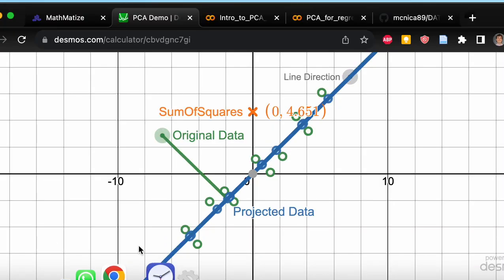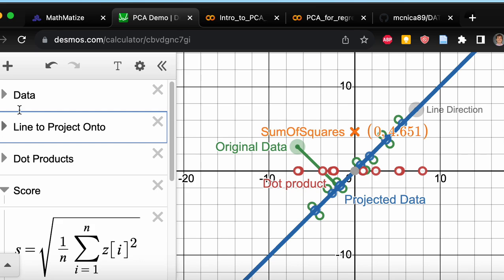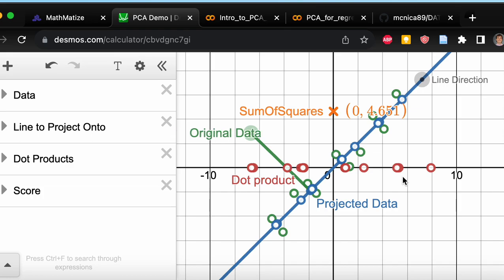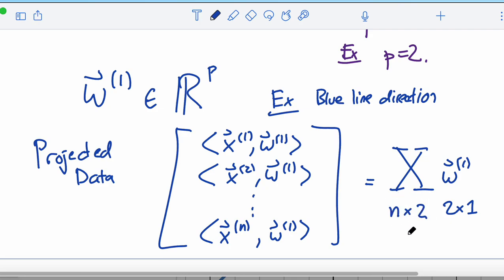In fact, I think I put it in Desmos. If you calculate the dot product, these are exactly the formulas for the dot product. So the numbers, right? They're numbers. But if you think of them as how far you are along the blue line, that's exactly what we want. I will point out that this is the whole point. This is the matrix vector multiplication of x times w1. W1 is a 2 by 1 vector, and x is an n by 2 matrix. So you can do an n by 2 matrix times a 2 by 1 vector. You get an n by 1 vector. That's how far you are everywhere.